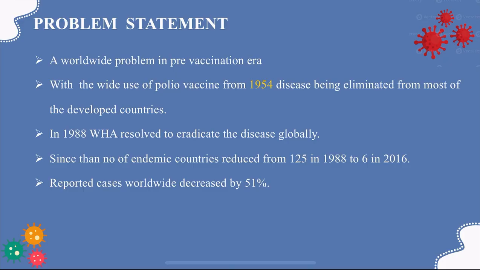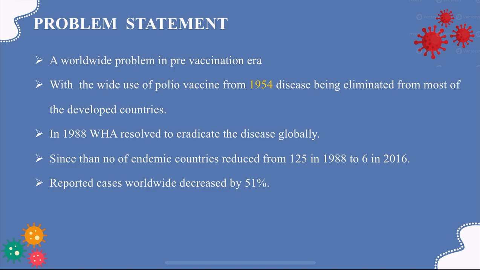In 1988, the World Health Assembly resolved to eradicate the disease globally. Since then, the implementation of eradication strategies has reduced the number of polio endemic countries from 125 in 1988 to 6 in 2016. Is it clear? And it has come down to 3 in 2017. Also, the reported cases worldwide decreased by 51%.